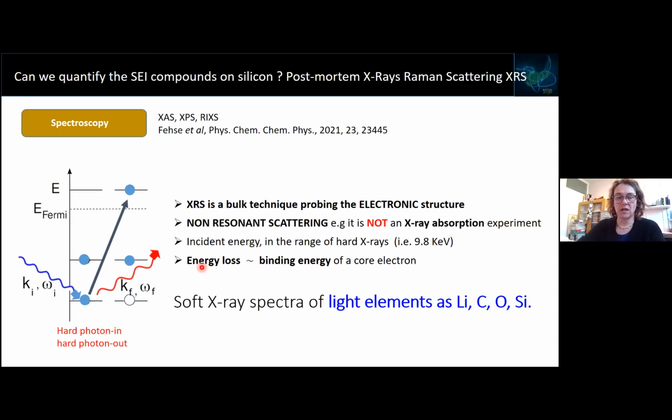experiment. And what you do is shoot a beam of very high incident energy, in the range of 10 keV, but what you measure is the energy loss that is in the range of the binding energy of a core electron. And this allows you to measure soft X-ray spectra of the light elements, carbon, oxygen, silicon, and also lithium, which is basically not accessible by any other kind of technique at the synchrotron.